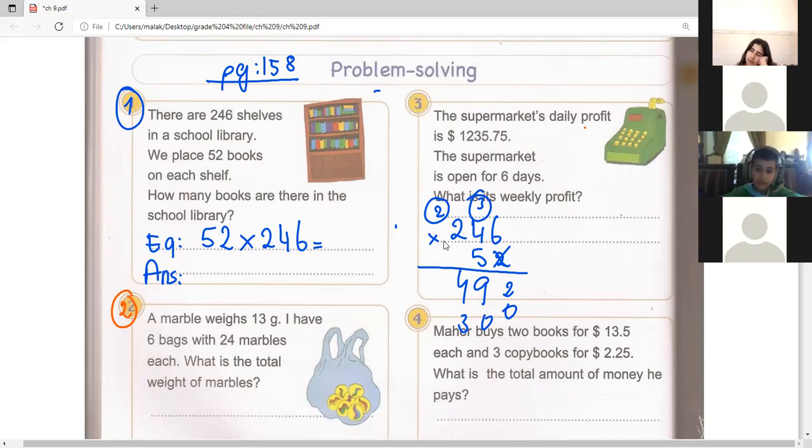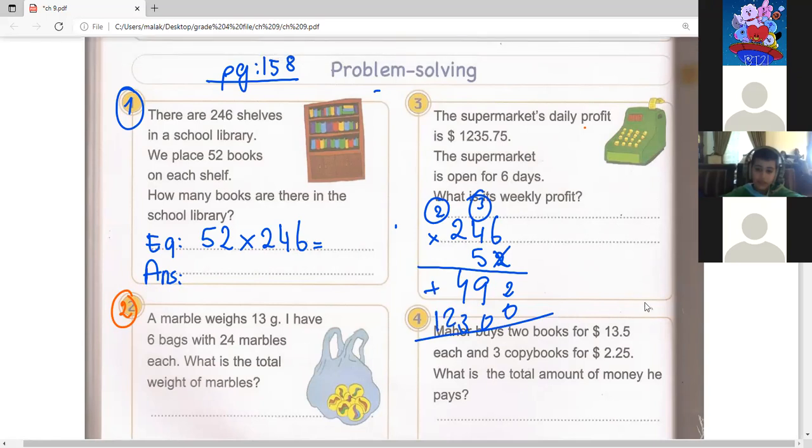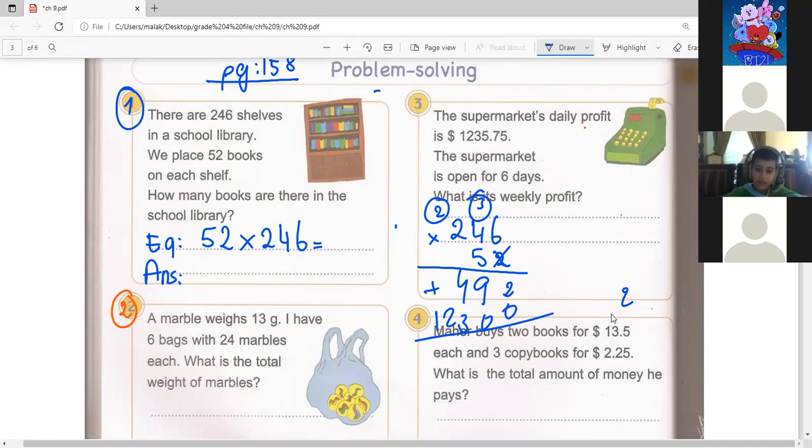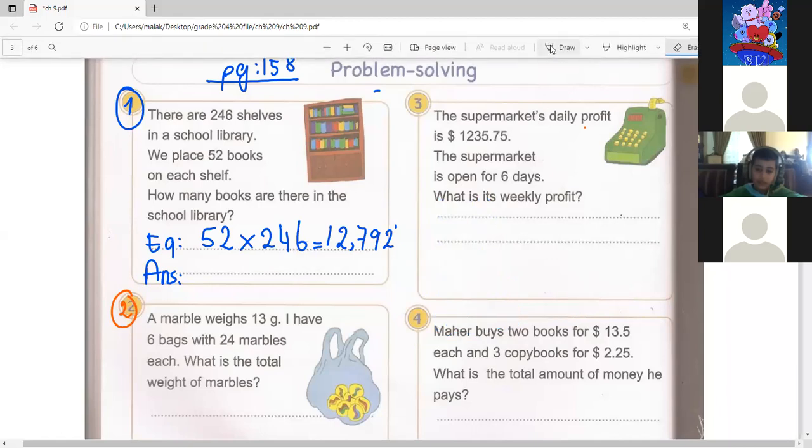10 plus 2, 12. Let's add them both. 2 plus 0, 2. 9 plus 0, 9. 4 plus 3, 7 and then 2. So I tell you, 12,792. Thank you, Jawad. Thank you, Abbas. So there are 12,792 books in the school library.